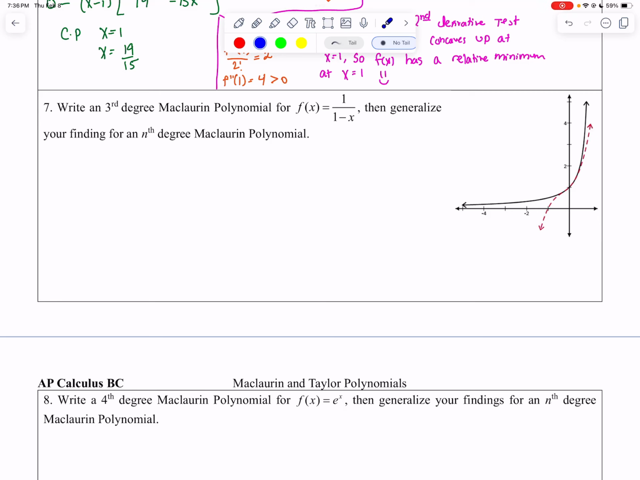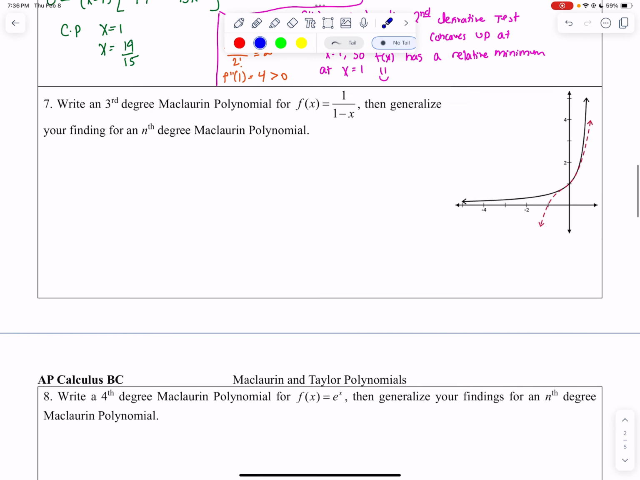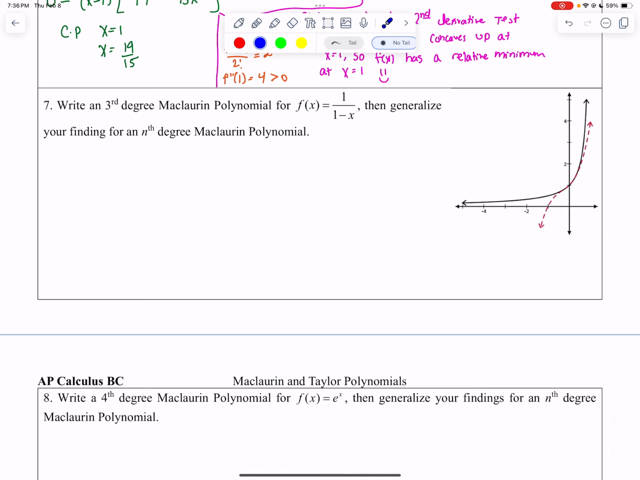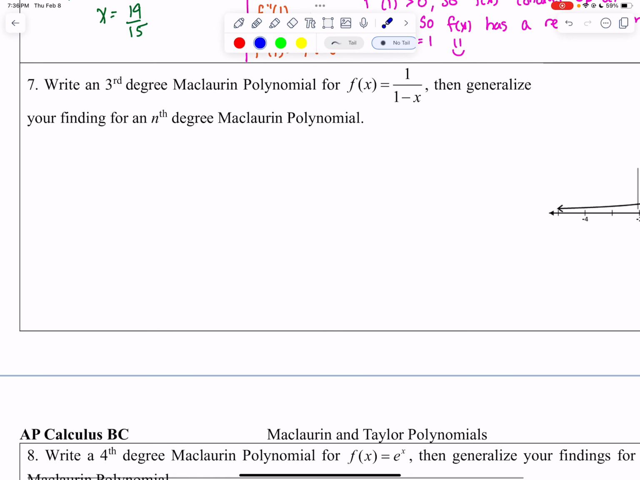All right, in this video, we are going to generalize 1 over 1 minus x, e to the x, sin of x, and cosine of x for Maclaurin polynomials. And then we'll eventually relate that whenever we talk about power series and representations of them and all of that good stuff. All right, so we want to write a third-degree Maclaurin polynomial for f of x is equal to 1 over x, then generalize our findings for an nth-degree Maclaurin polynomial.